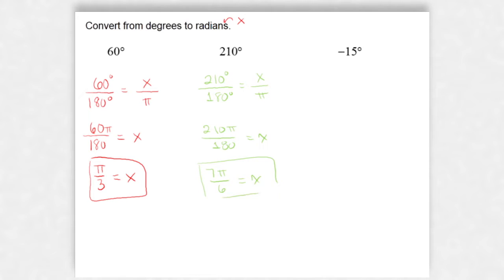And if we're given a negative rotation, that's okay. The setup's the same. What would that setup be? Would it be negative 15 degrees over 180 degrees? Very good. And that's equal to what? Equal to x over pi. Degree measures cancel, multiply both sides of the equation by pi, and we have negative 15 what? Negative 15 pi over what? Over 180, and that's equal to x.